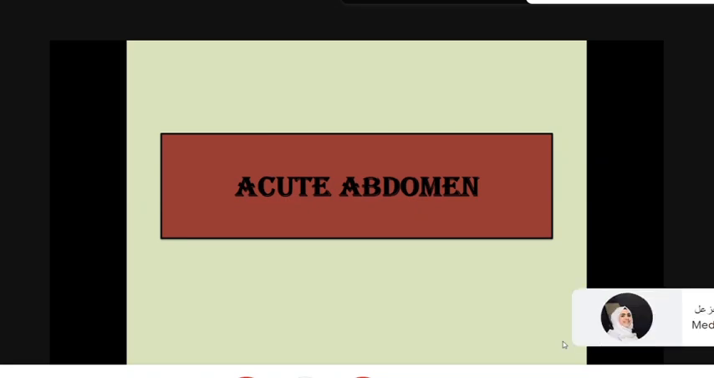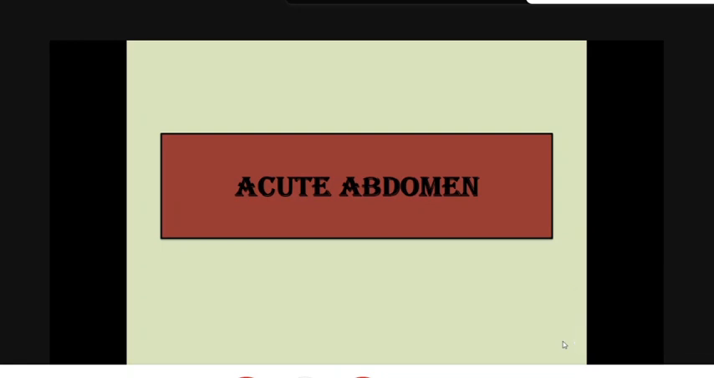The first radiograph we can use to diagnose acute abdominal condition is the chest X-ray. Chest radiograph can be regarded as an essential exam for any patient presenting with an acute abdomen.